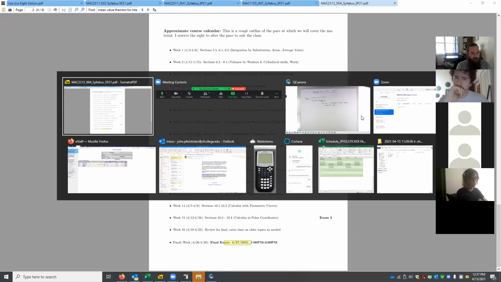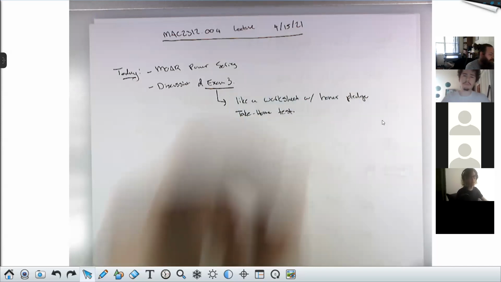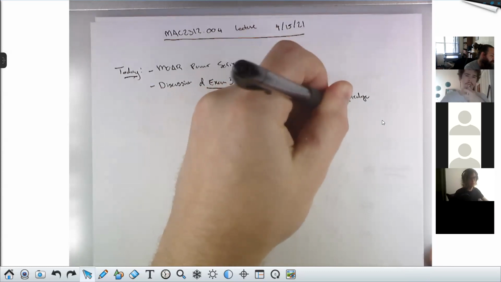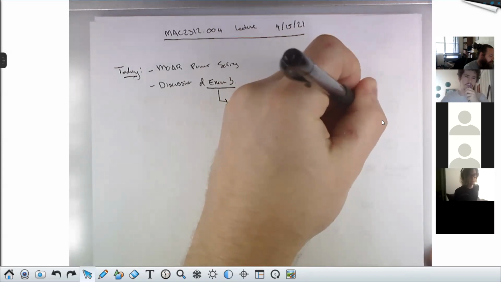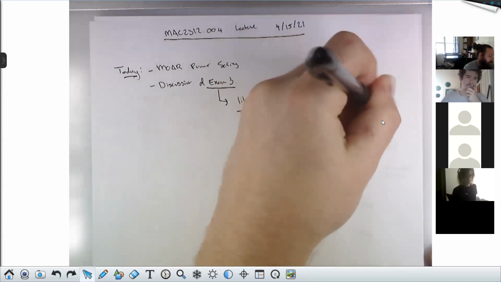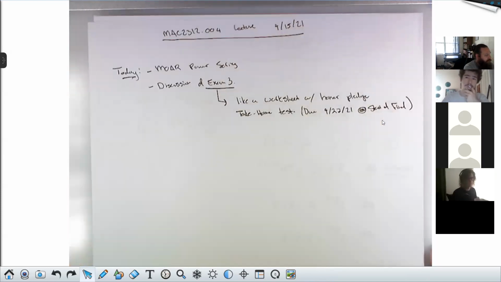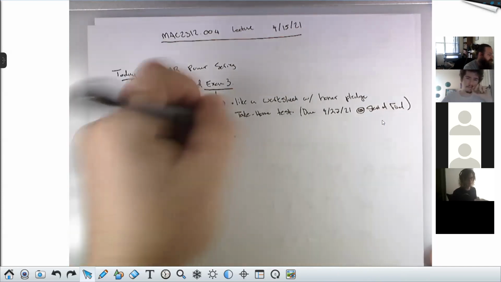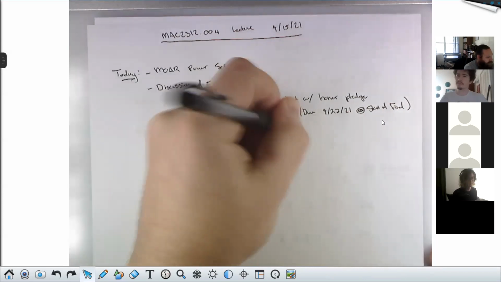So if we were to do this, well, let me lay out the other plan, right? One of the options is to do this as a take-home test, which is like a worksheet. And this would be due at the start of the final. That's one option. The other option is to do exam 3 in class on Thursday.